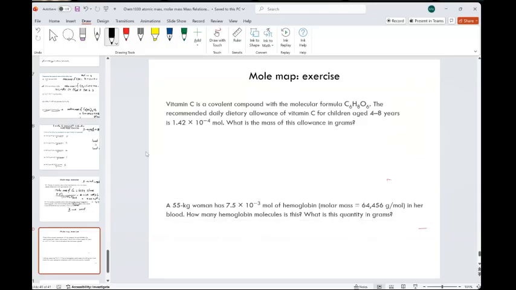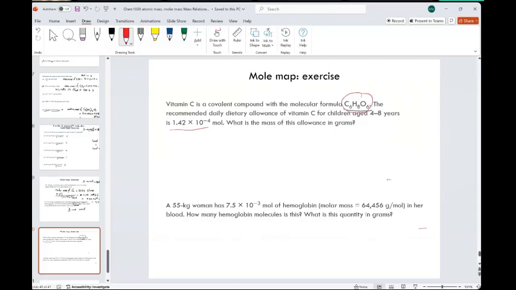Okay, next question. Vitamin C is a covalent compound between non-metal, as you see. All are non-metal, carbon, hydrogen, oxygen. So you can say it's a covalent compound. It's not an ionic compound. Vitamin C is a covalent compound with that molecular formula C6H8O6. The recommended daily dietary allowance of vitamin C for children aged 4 to 8 years is 1.42 times 10 to the power minus 4 mole. What is the mass of this allowance in grams?